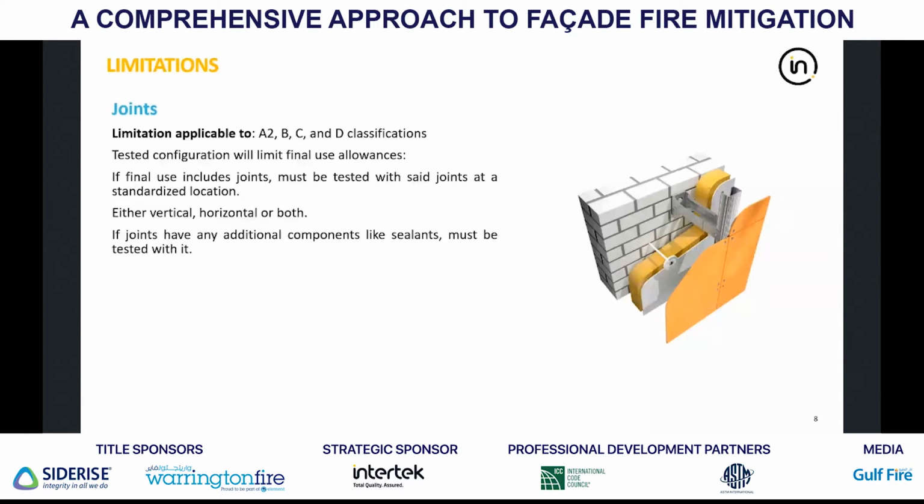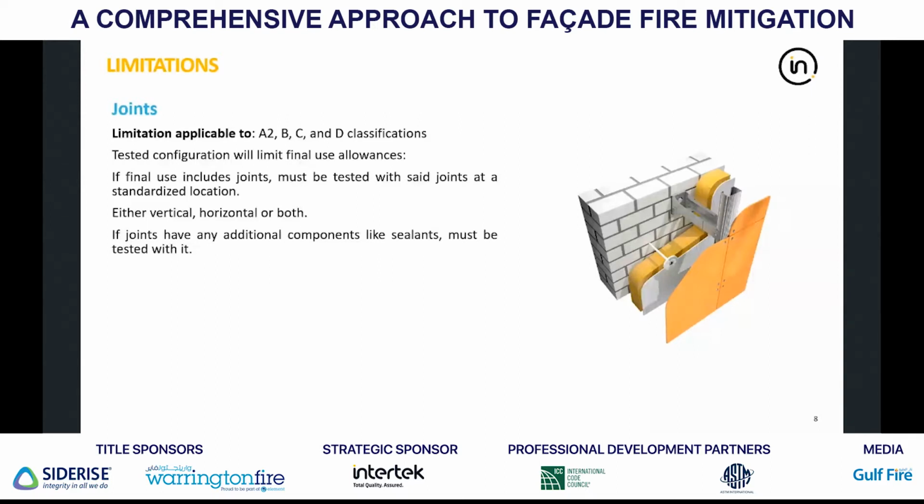But most of them, you will see joints and air gaps do apply only to A2, B, C, and D classified products, okay? So this is one of those cases. So for joints, we need to keep in mind that it cannot be installed with joints unless it was tested with joints, okay? The standard is very clear on that. We've seen some products tested without joints. They tend to perform a lot better, okay?